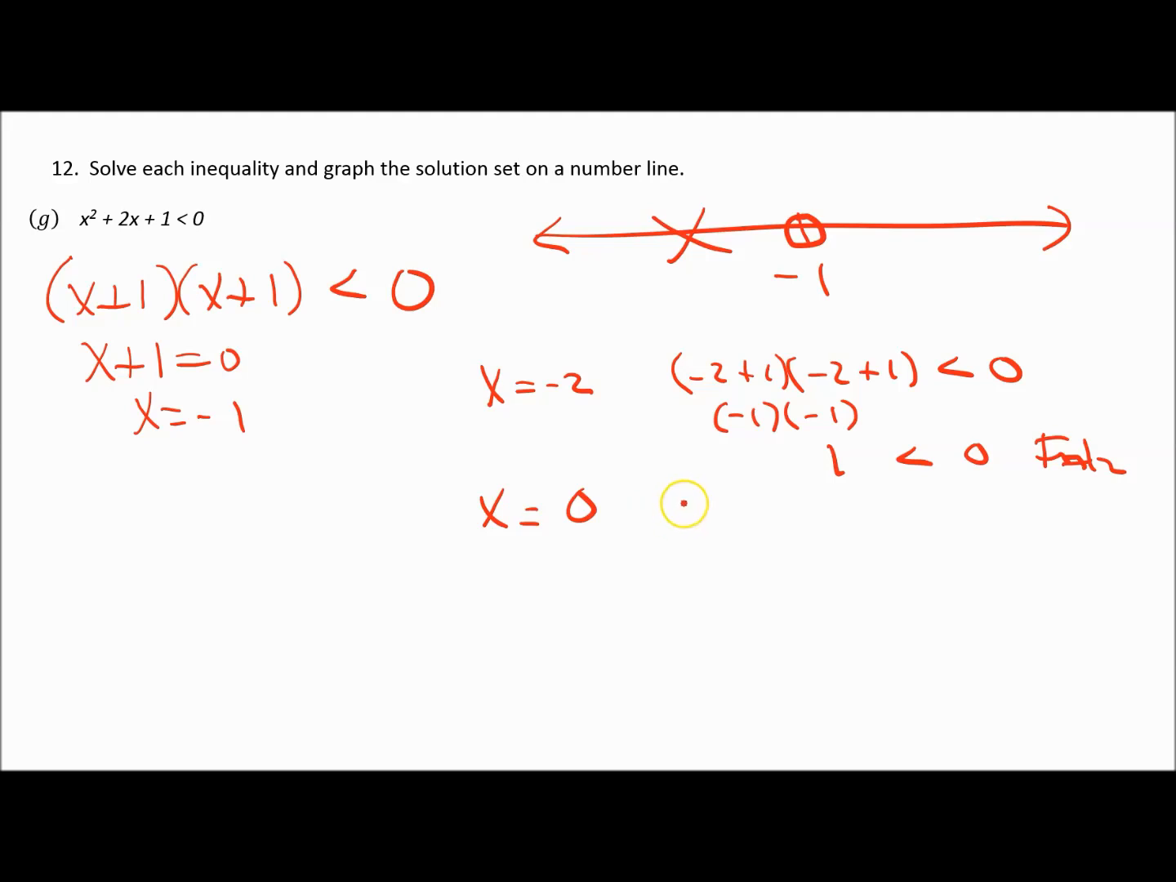Then I check 0, okay? So 0 plus 1 times 0 plus 1. Question is that less than 0? Well, 0 plus 1 is 1 times 1, or a positive times a positive, less than 0.